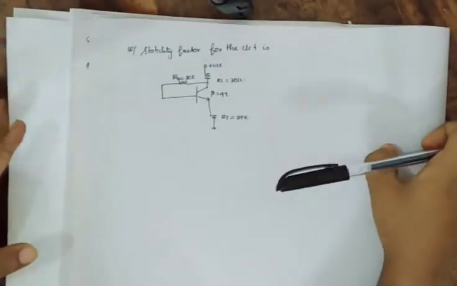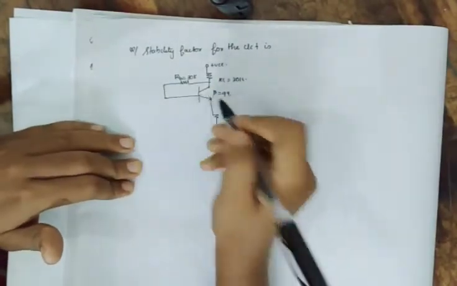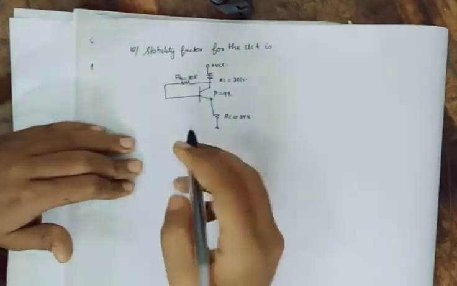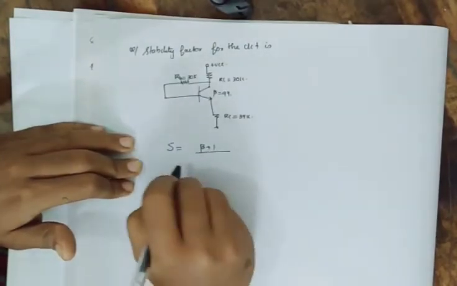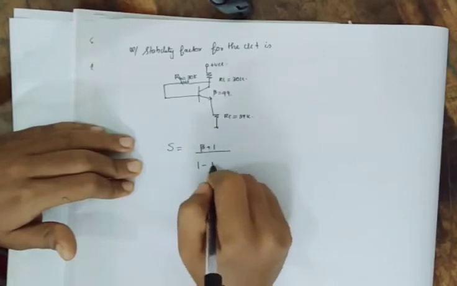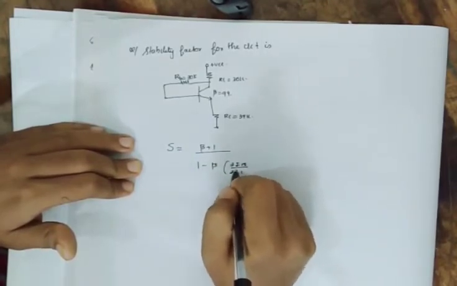Now let's move on to the next question. The stability factor for the circuit is. So the circuit is given here. Now we have to find out the stability factor. The generalized formula for stability factor is 1 plus beta divided by 1 minus beta into delta IB divided by delta IC.